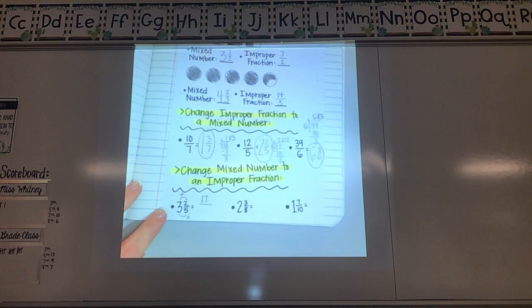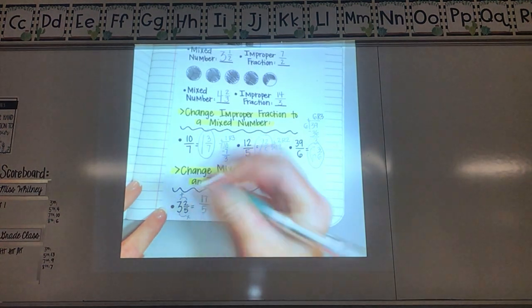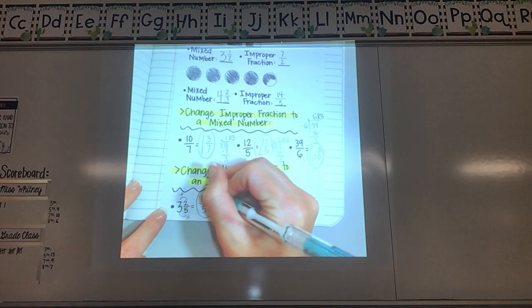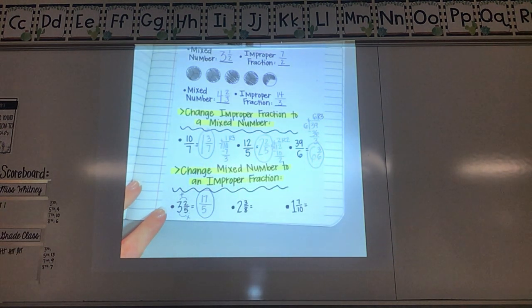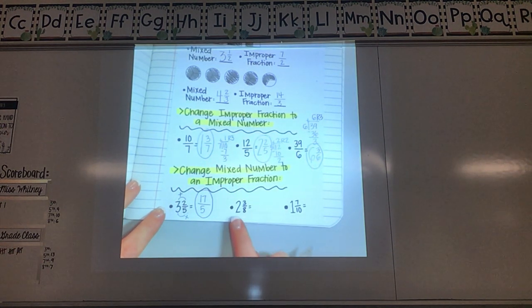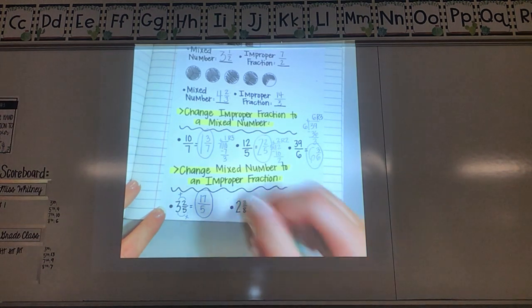And my bottom number always stays the same. So what's my bottom number going to be? A 5. Same as it was before. So 17/5. Let's try another one. They're giving me a mixed number, 2 3/8. First, draw your rainbows.